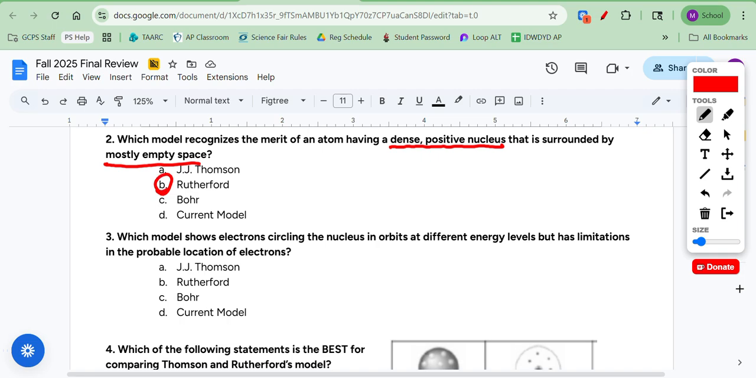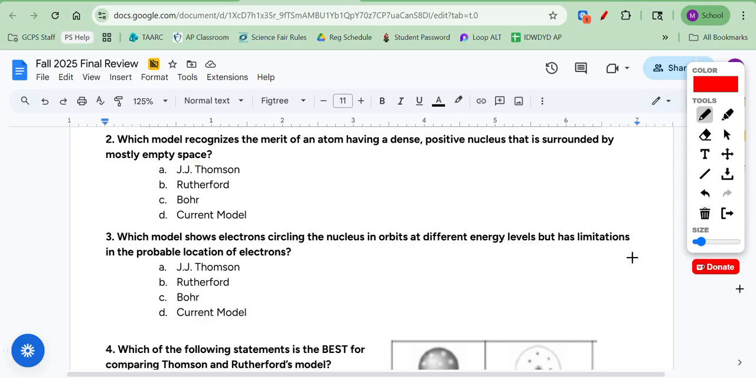Question 3. Which model shows electrons circling the nucleus in orbits at different energy levels? That's a key phrase for me, but has limitations in the probable location of electrons. That's going to lead me to Bohr's model, C.